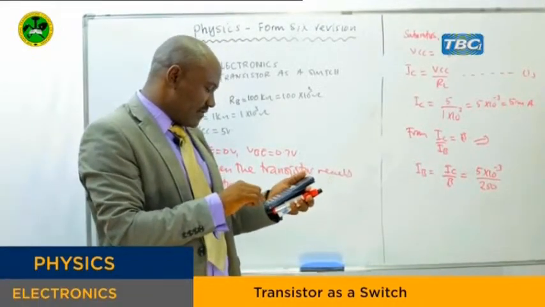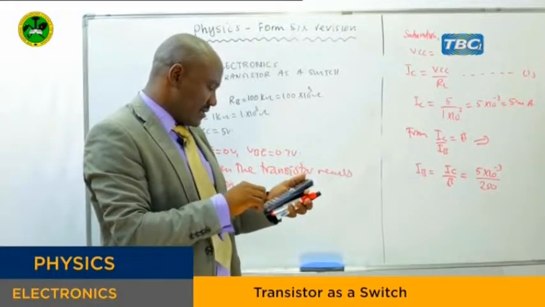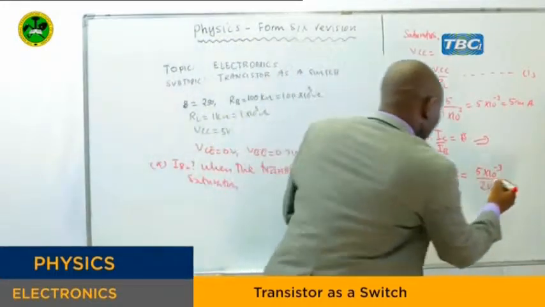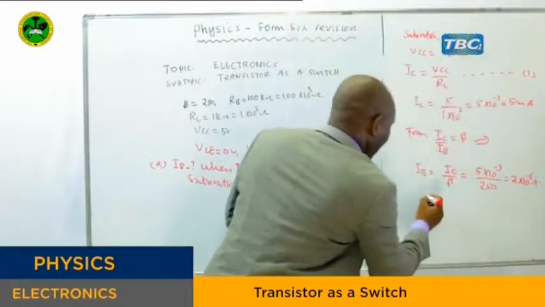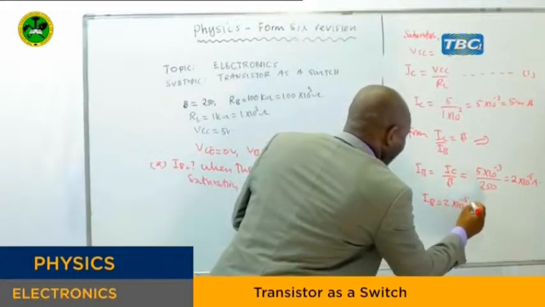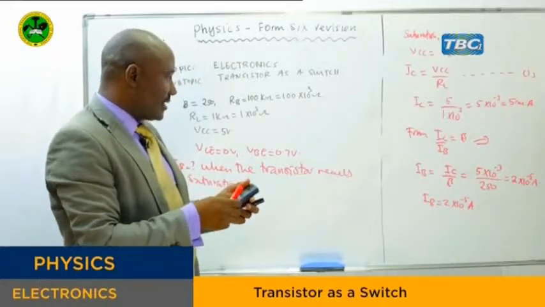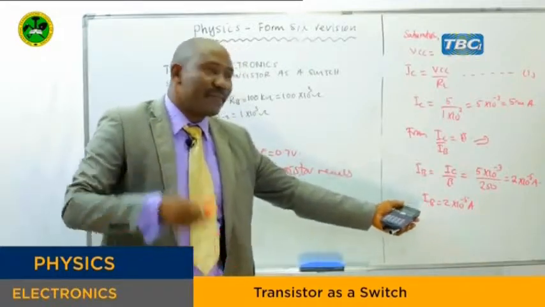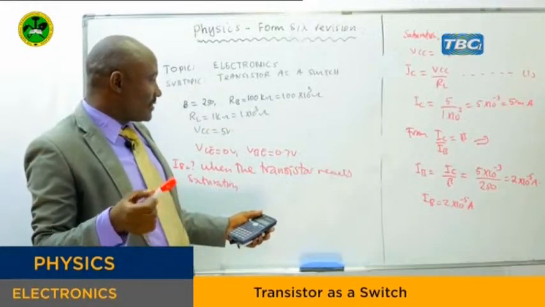So let's find 5 e power negative 3 divided by 250. You get 2 times 10 negative 5 ampere. So the base current equals 2 times 10 negative 5 ampere. If you divide correctly, you get that value. So you have the corresponding value of the base current. This is the minimum base current at which the transistor will start to saturate.